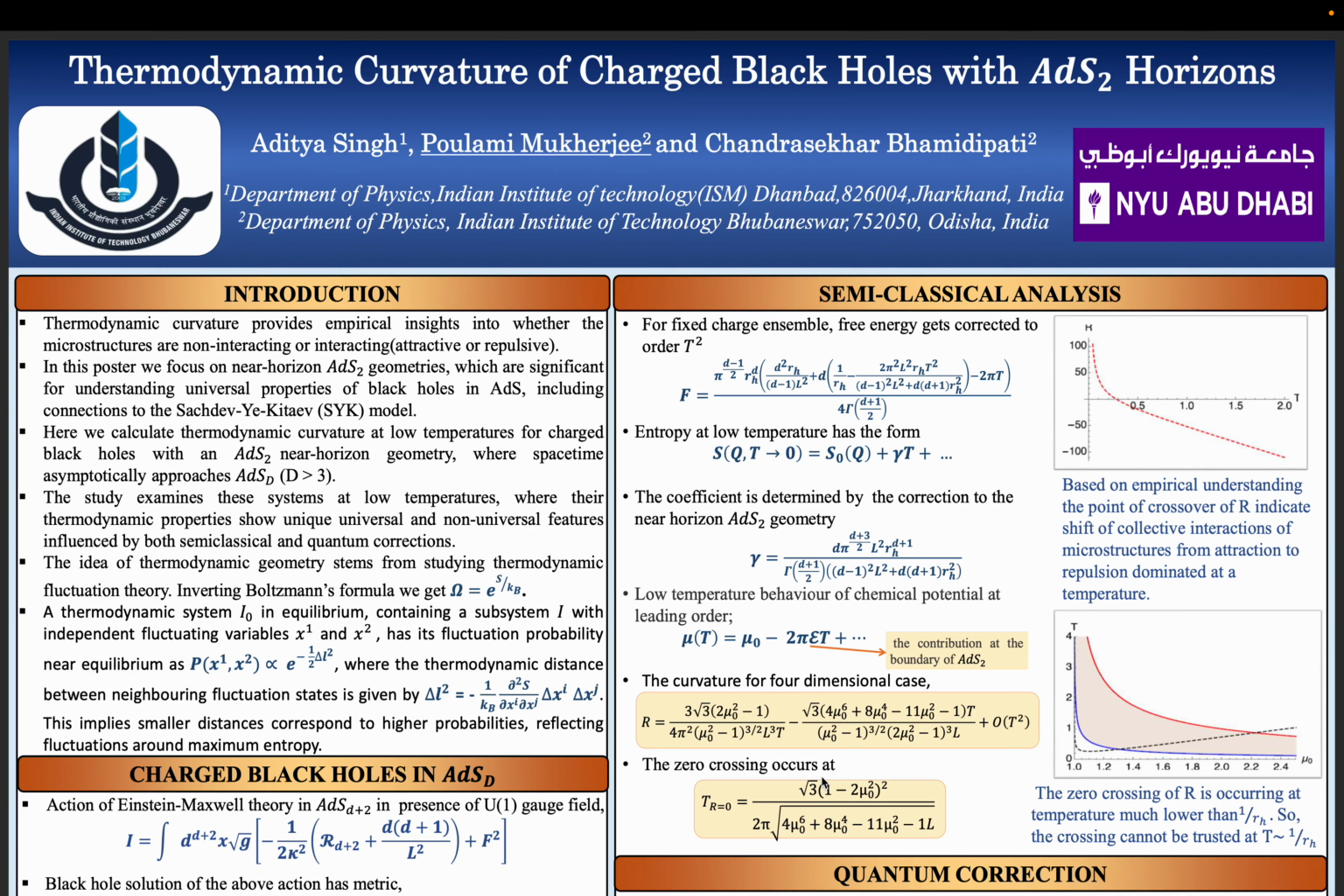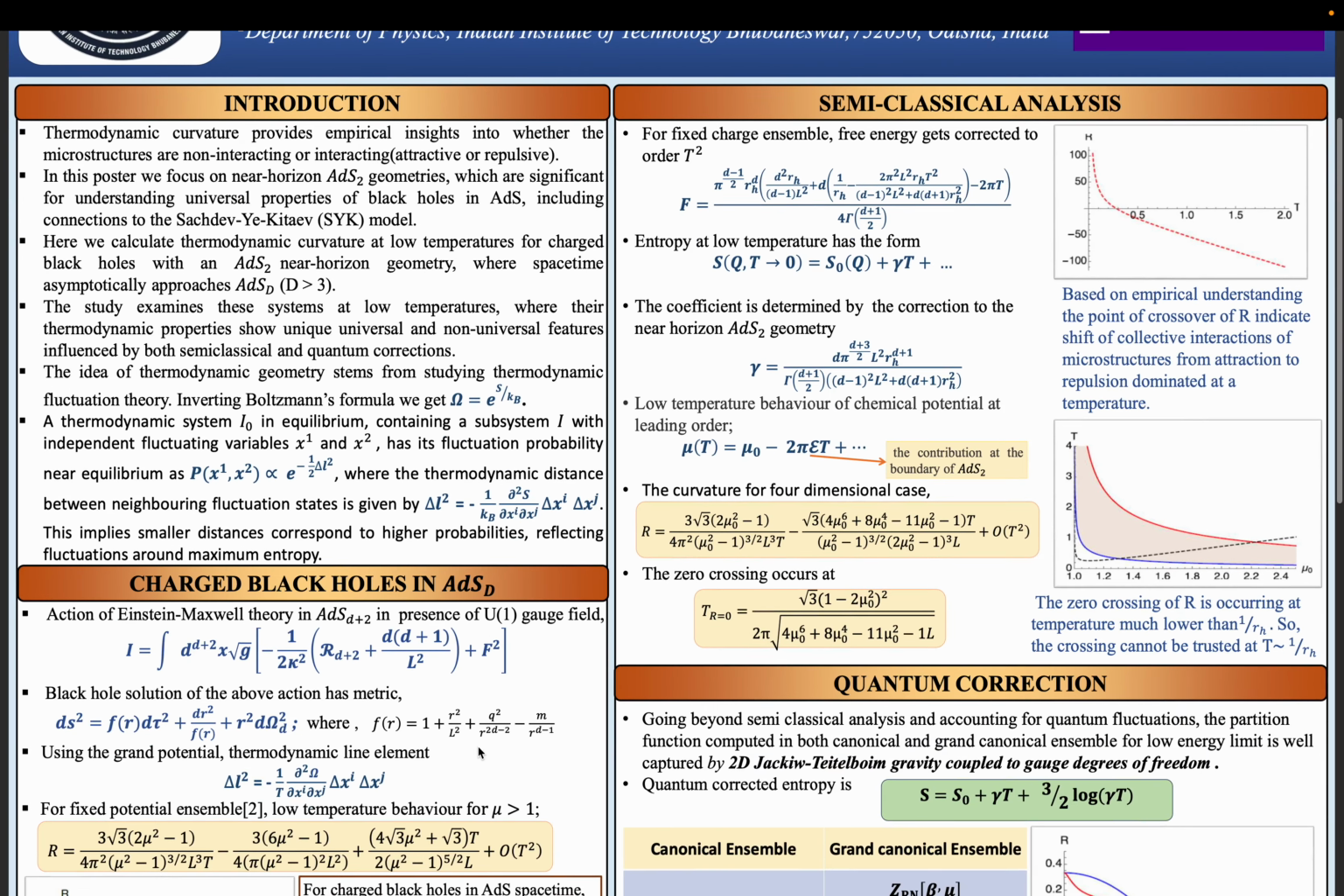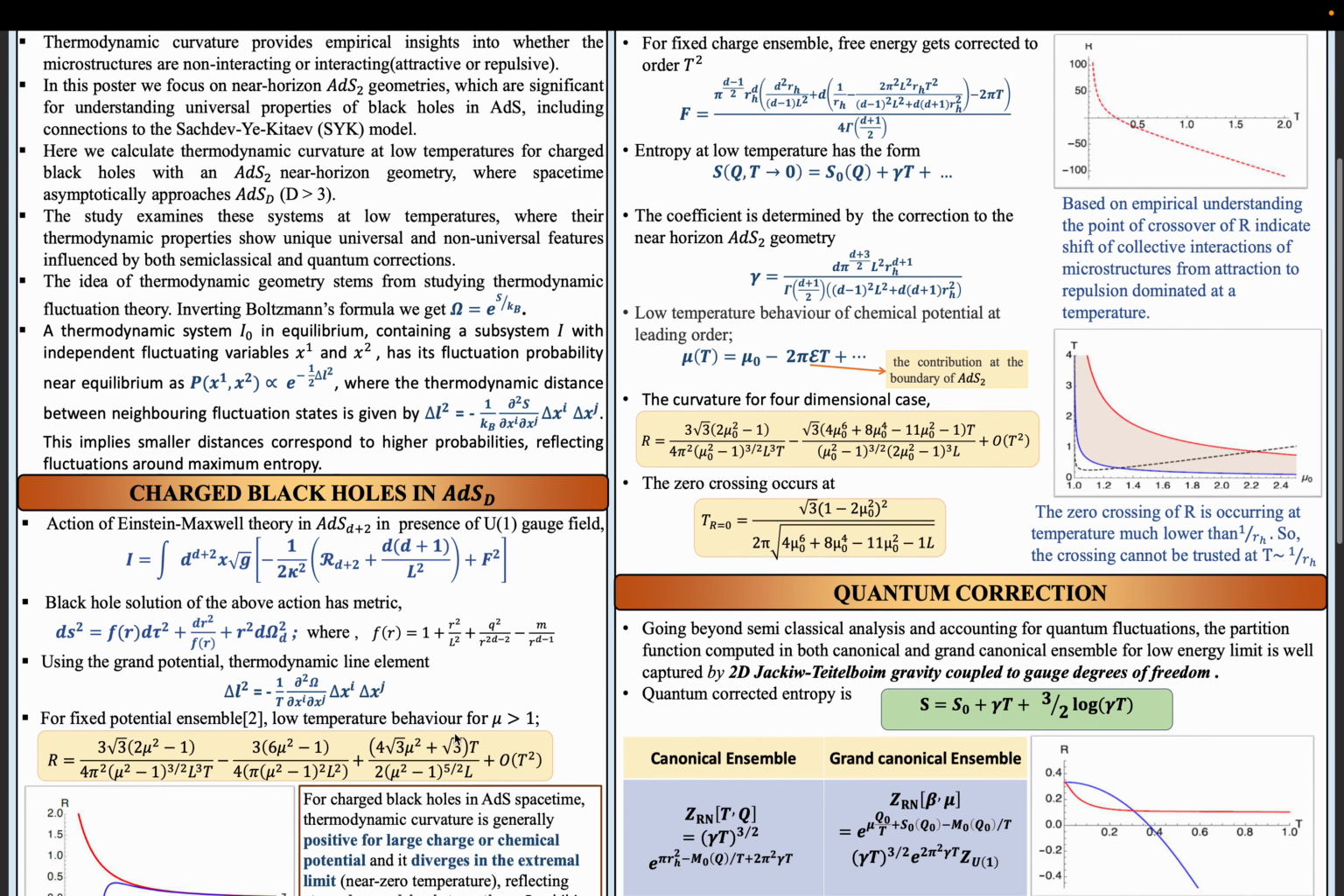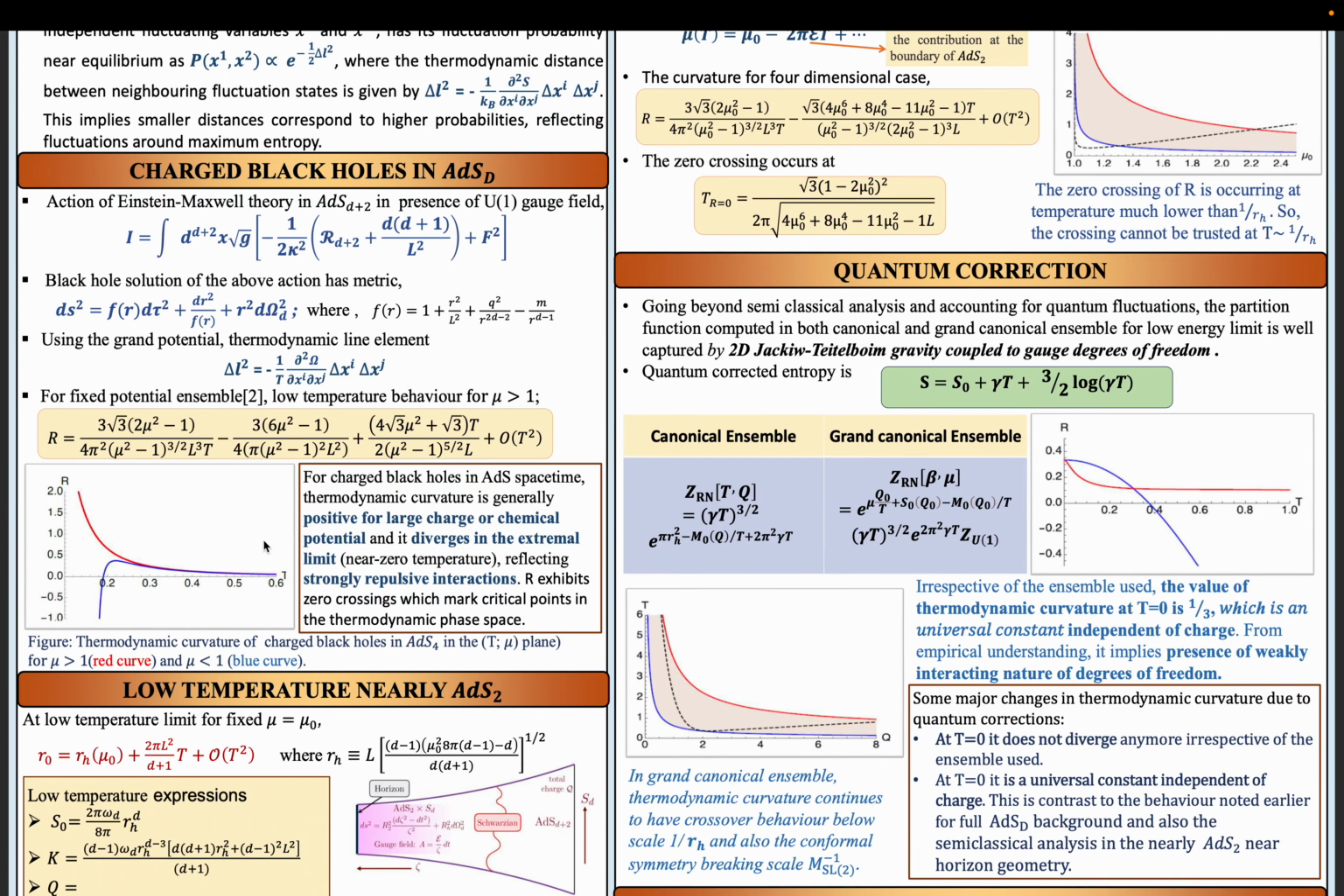A positive value of curvature means repulsive interaction is dominant in the system, and a negative value means attractive interaction is dominant in the system. Here, we start with Einstein-Maxwell theory in AdS2 spacetime. This theory is known to have charged black hole solutions with a Lagrangian like this. For the fixed potential ensemble, we get different types of behavior for chemical potential greater than 1 and chemical potential less than 1. So for the large black hole branch, the curvature is positive and diverges at T equals 0, which is denoted by this red curve.